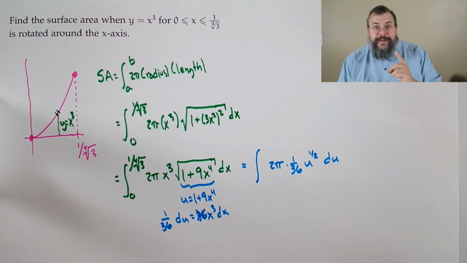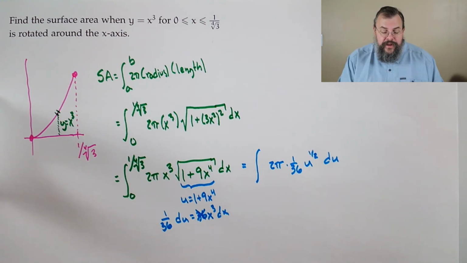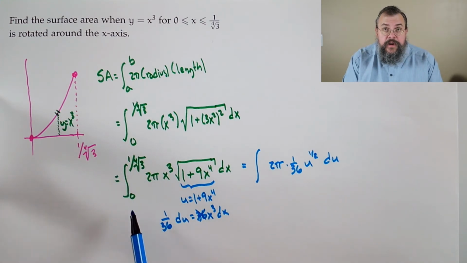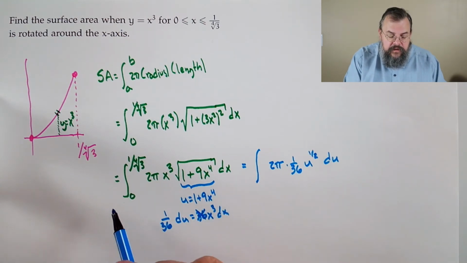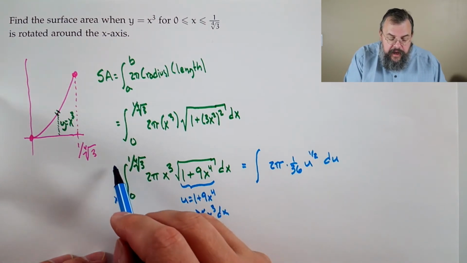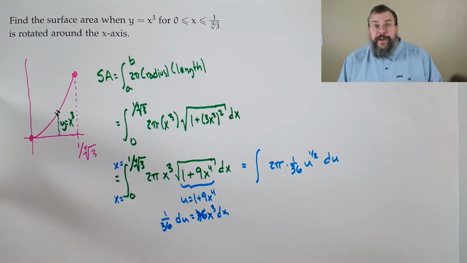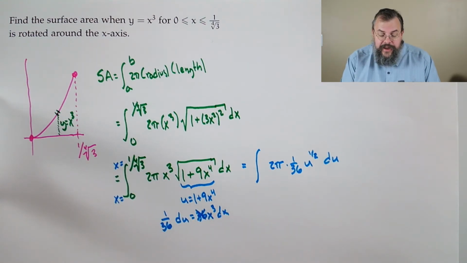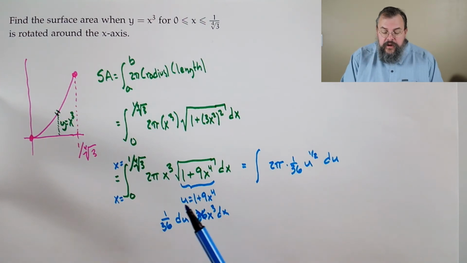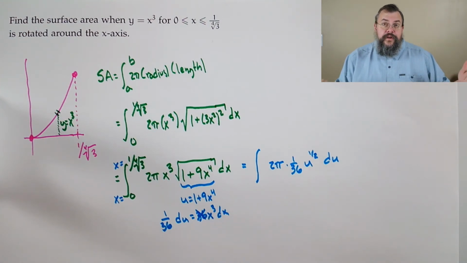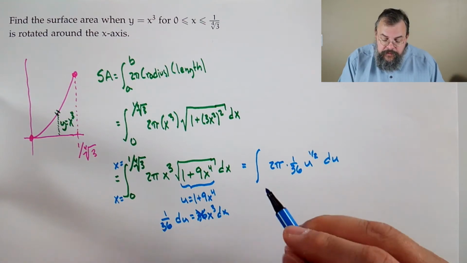We're not done with the change. We still have to worry about the bounds. These bounds are x bounds, and we know they're x bounds because we're integrating dx. So that really says that this is x equals 0 to x equals 1 over the 4th root of 3. So now, let's switch to u bounds. We plug in x equals 0. Well, that's easy. 0 to the 4th is 0, so we end up with 1.